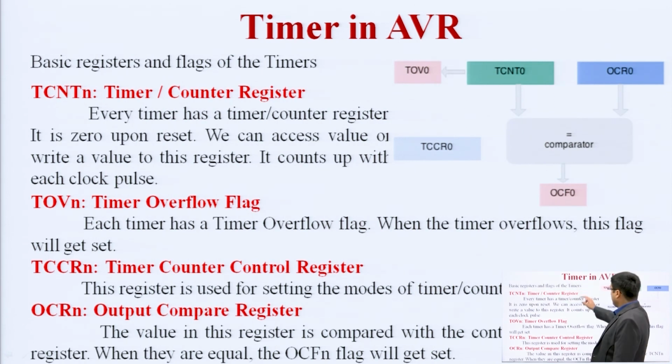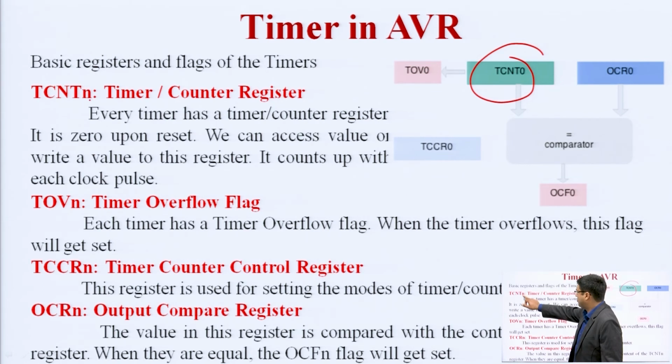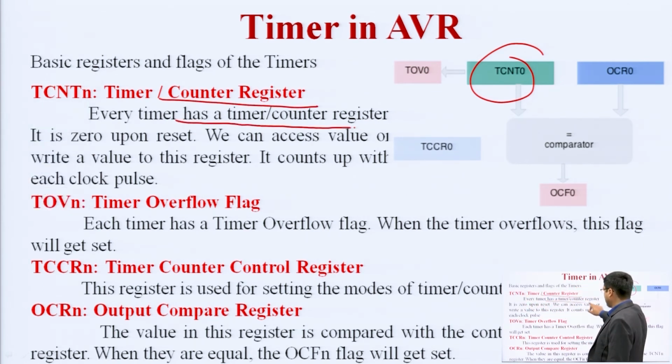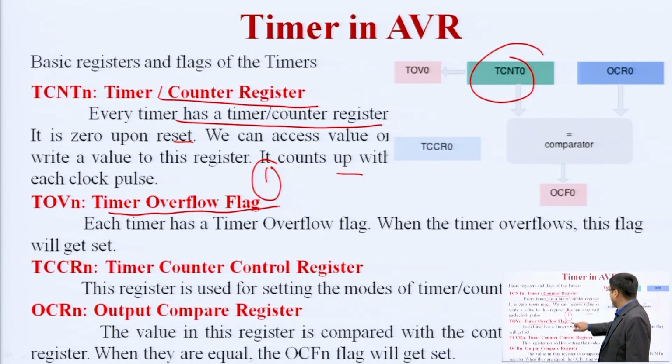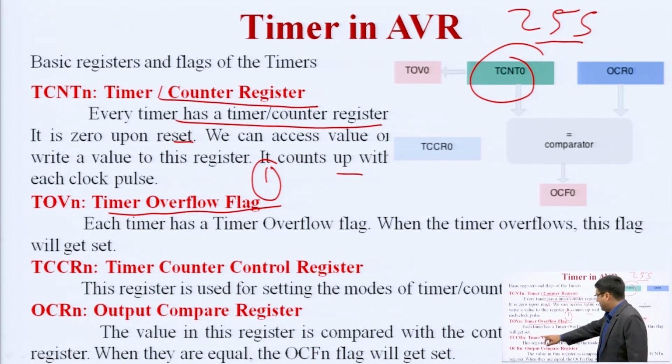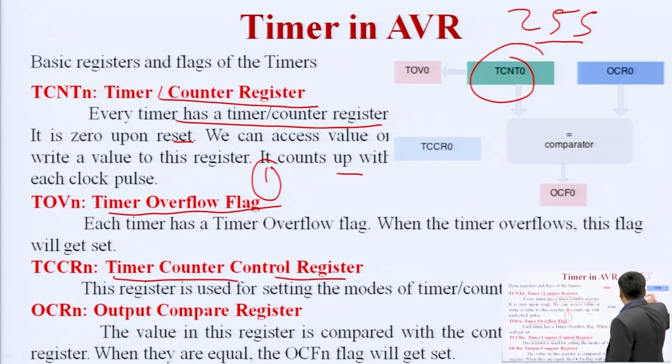So it has some registers, TCNTn and TCCRn, where n has a value of 0 or 1. So it has a timer counter register. Every timer has a timer counter register. So it is 0 upon reset and 1 upon set. We have seen that when it exceeds its maximum value, the overflow flag is set. TCCRn means timer counter control register. What will it do? To run the counter, we need to set the modes of the timer counter. This register will be used.